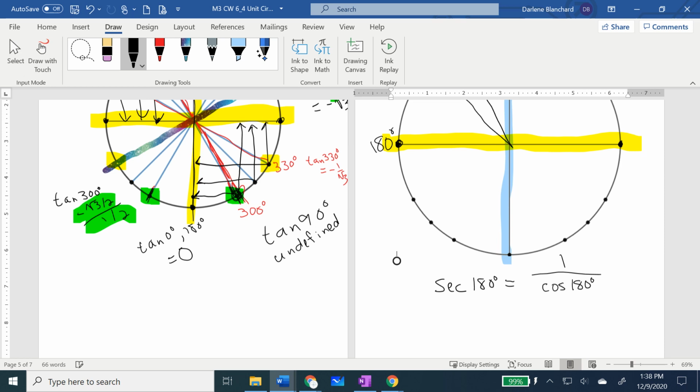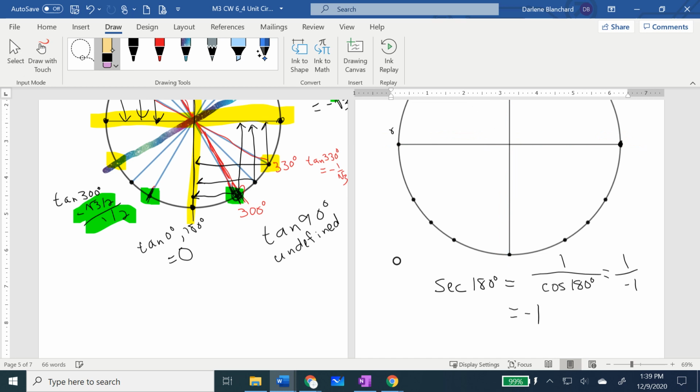So -1 is the x-coordinate of this point. And the reciprocal of -1 is -1. So that's the secant of 180. Good. Now I'm going to erase a little bit.